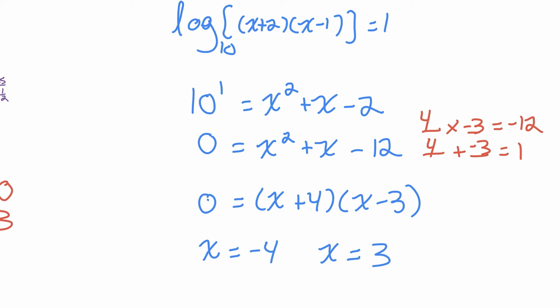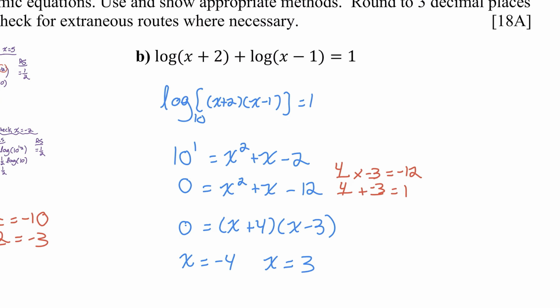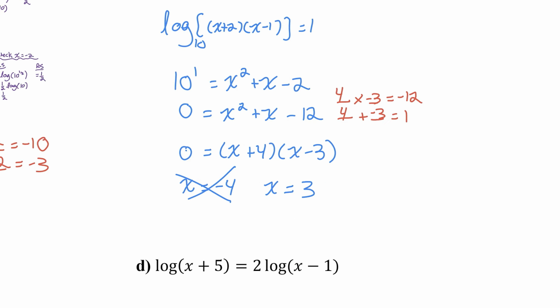Let me check and make sure that neither of those answers are extraneous by subbing them into the original equation. I can already see that negative 4 is going to be an extraneous solution because if I sub it in for x into either of those log expressions, it makes both of the arguments become negative. And log functions don't exist when their arguments are negative, so I know x equals negative 4 was an extraneous solution. How about x equals 3?